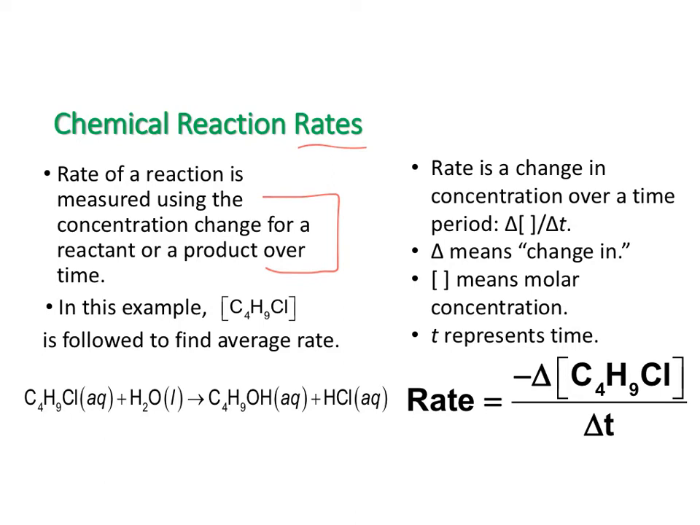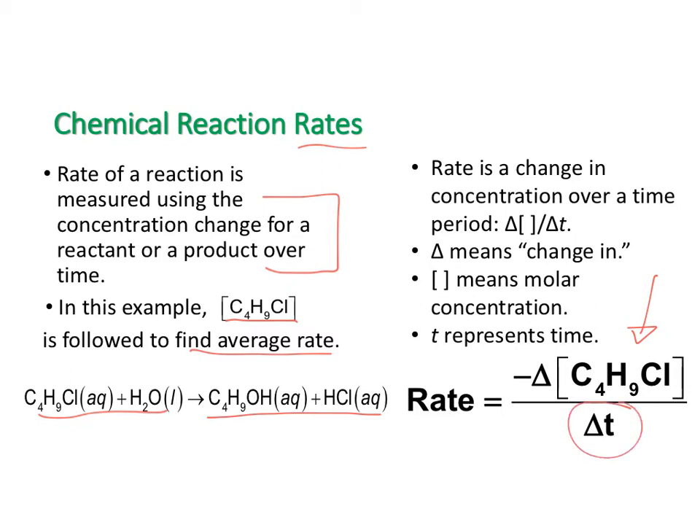So for here, let's look at this example. We have C4H9Cl being reacted with water, and it's making these products. And let's say we wanted to look at the average rate for it. We would take the concentration and divide it by the time.